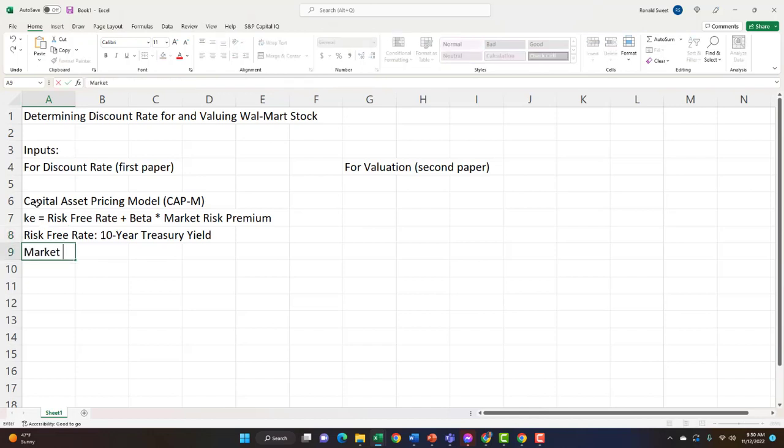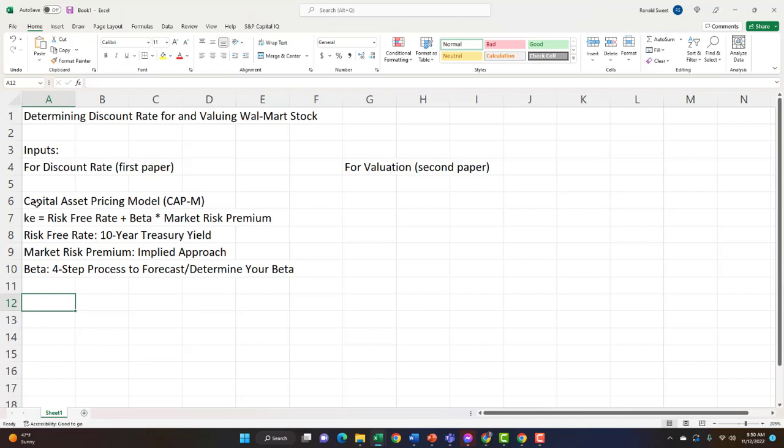The market risk premium, we're going to use the implied approach. So we'll get the inputs for that. And then for beta, I have a 4-step process you need to walk through to essentially forecast or determine your beta. So we'll do that. That is, in a nutshell, what we need for the first paper: three inputs, but there's going to be some additional analysis to get those inputs.